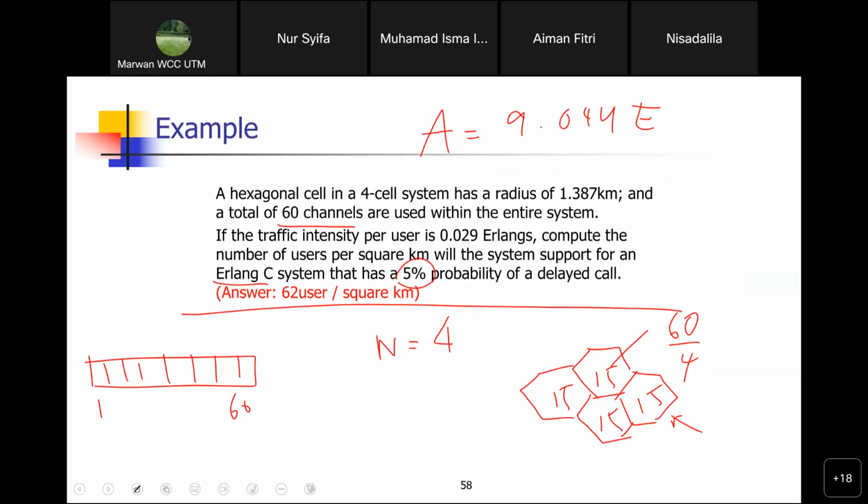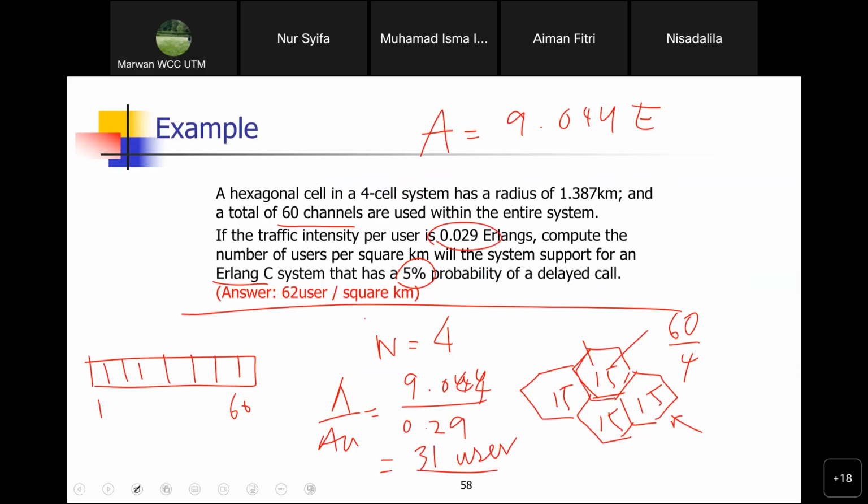If that is the case, how many users can you serve with 15? So the number of users is A divided by AU. 9.044 divided by what one user uses, 0.029. Okay, so that is the number of users that can be served in one cell. So it's about 31 users. Okay, with this 15 channels, you can serve 31 users.